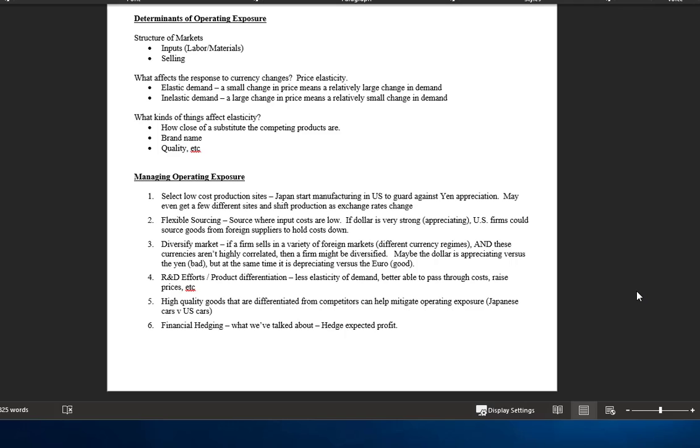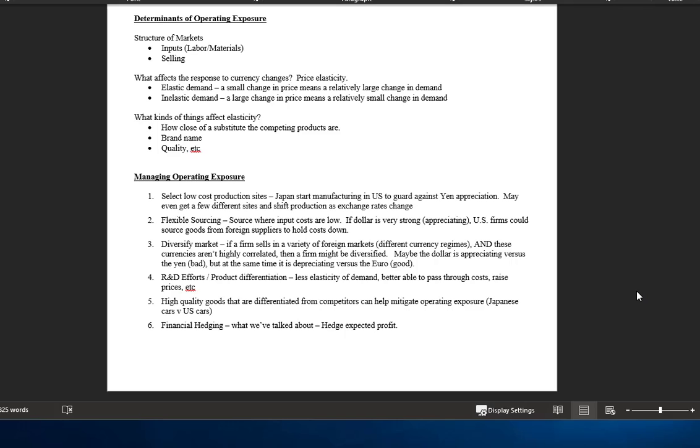A second possible way of managing operating exposure is to use flexible sourcing. This is where you'd source your inputs where the costs are low. Supply chains have been in the news a lot lately, and this would be a very big supply chain question. So you'd go out and find producers of goods that you need, and source from several different firms, and then give the most business to where those costs were low. If the dollar is strong or is appreciating, U.S. firms could source goods from foreign suppliers to hold costs down instead of producing them domestically.